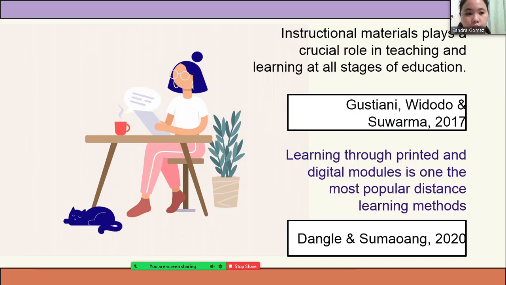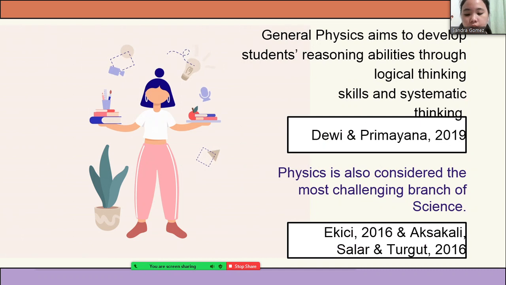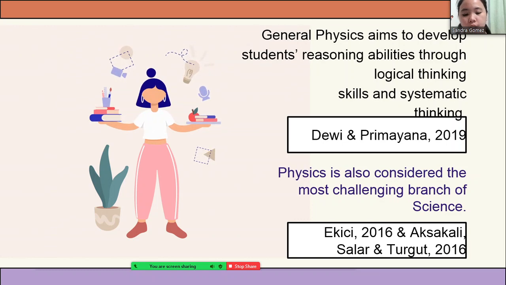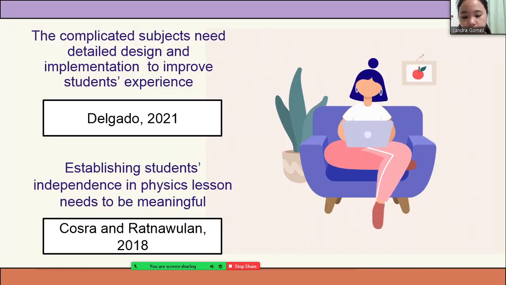They also provide the opportunity for students to extend and deepen their knowledge. Learning through these printed and digital modules is one of the most popular recent learning methods, according to Dangle and Sumanog 2020. Aside from that, physics aims also to develop students' reasoning ability through logical thinking skills and systematic thinking, according to Dewey and Primaya 2019. Physics is also considered the most challenging branch of science, according to Akisi and Akasali, Salar, and Turgut 2016. Physics is also one of the most challenging courses.